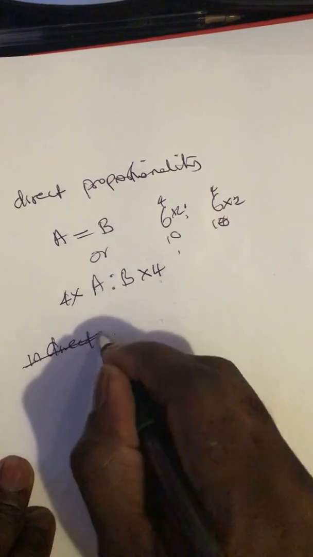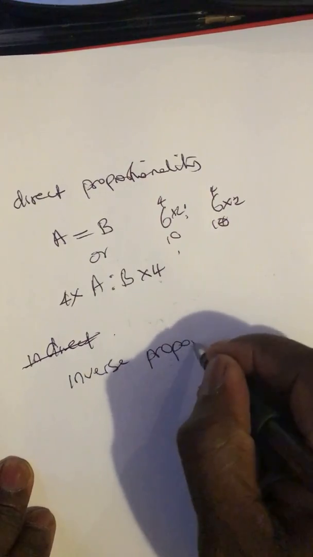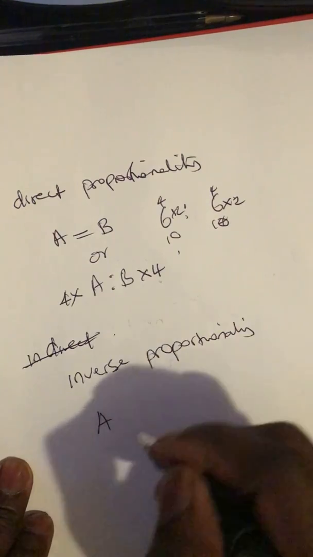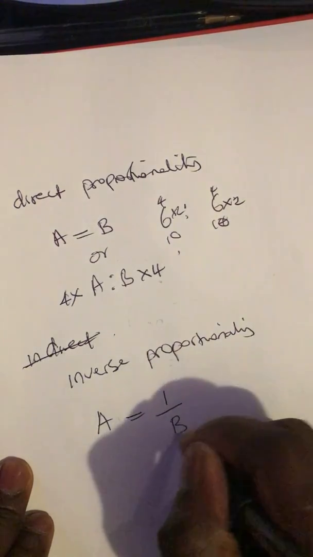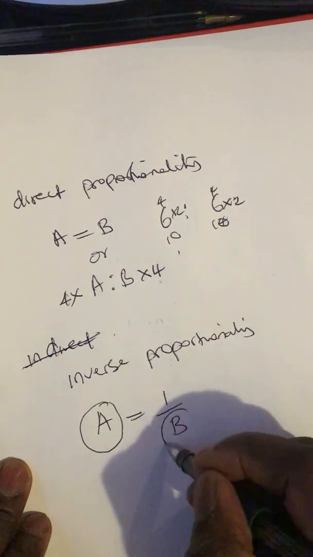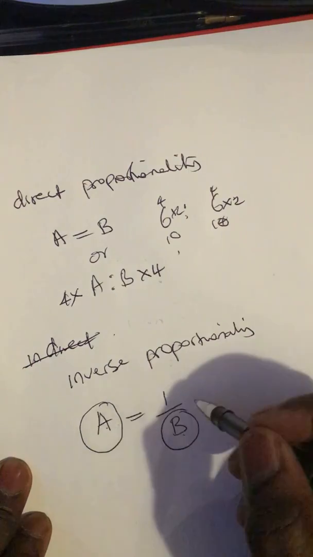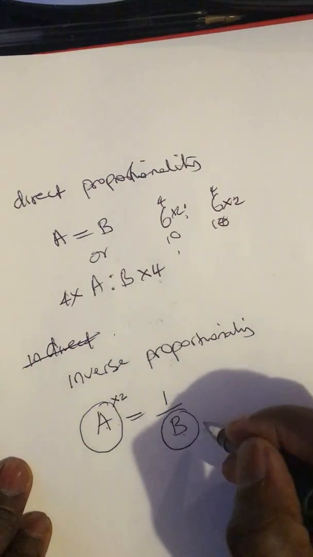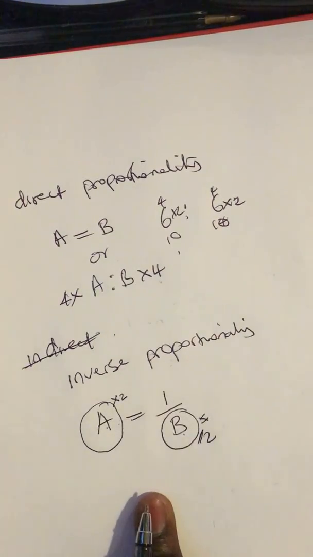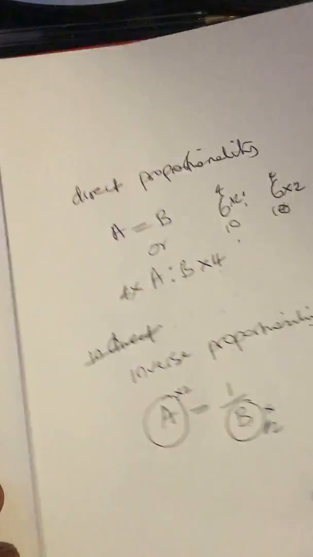But indirect, or inverse proportional, is, for example, if we have A, it has to be inverse 1 over B. For example, if this increases, this must decrease by the same value for the relationship to hold. That's what inverse means. If we multiply this by 2, this has to be divided by 2 for this relationship to hold. So that's what inverse proportionality is. We'll take a couple of examples now to illustrate what we try to explain here.